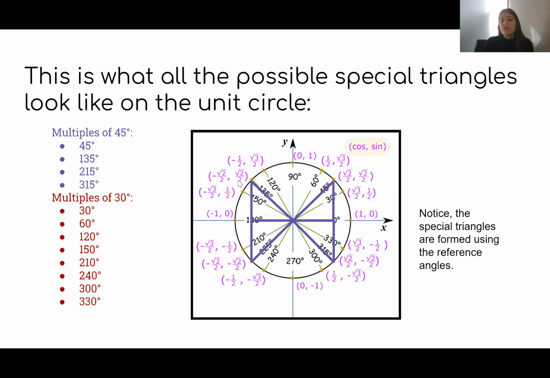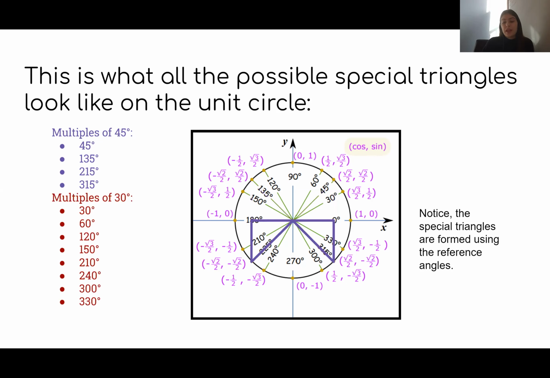So what this over here means is that the cosine of 135, because our hypotenuse is always our terminal side, so we're looking at this right here, our cosine of 135 is negative root 2 over 2. Or if we go all the way around to 315 degrees, right down here, our sine of 315 is negative root 2 over 2. You don't even need a calculator. You know it by heart now. Isn't that so cool?